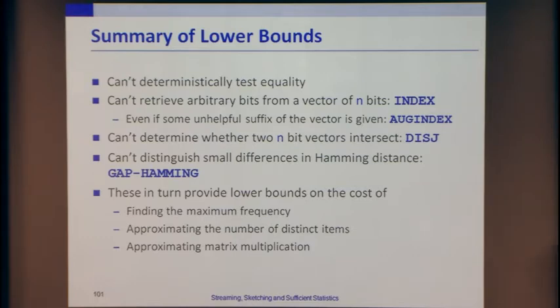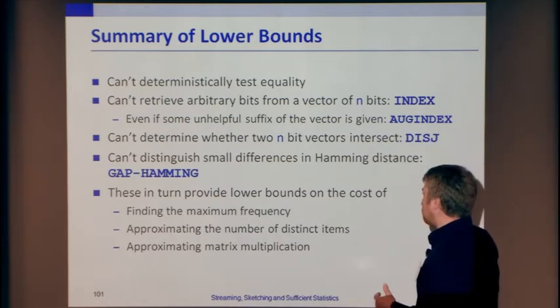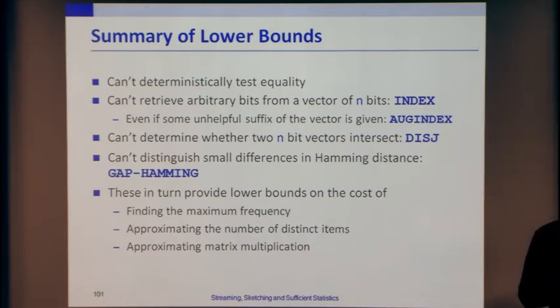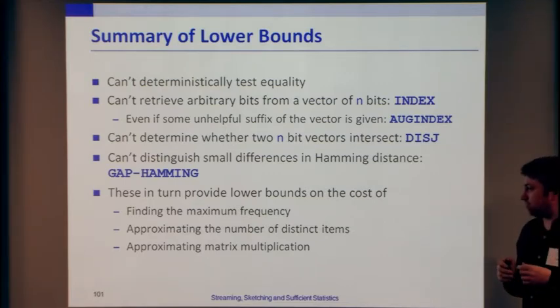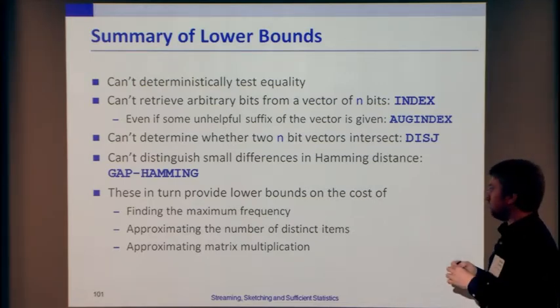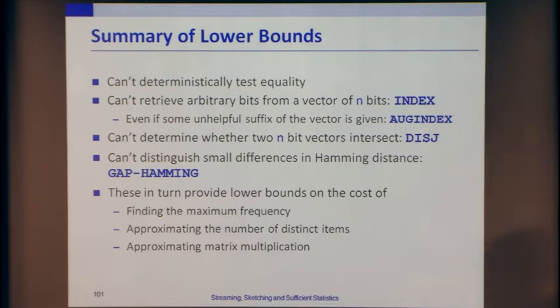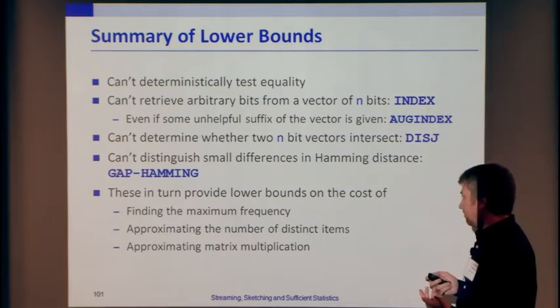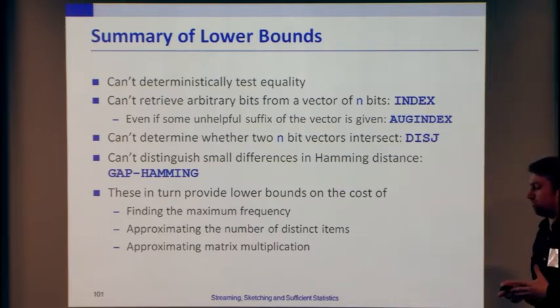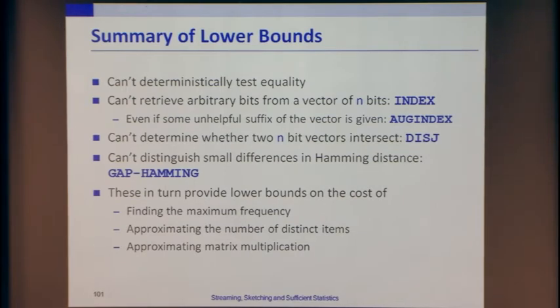Obviously, we can't test equality. We can't recover arbitrary bits from a bit vector, even if some unhelpful suffix of the vector is given. We can't determine whether two n-bit vectors intersect. I didn't talk about gap Hamming, but essentially we can't distinguish, given two vectors, whether they have a small difference in Hamming distance or a slightly larger difference in Hamming distance. Collectively, those results give you the ability to show lower bounds on the size of any summary structure that will let you find the maximum frequency, approximate the number of distinct items, or approximate matrix multiplication.